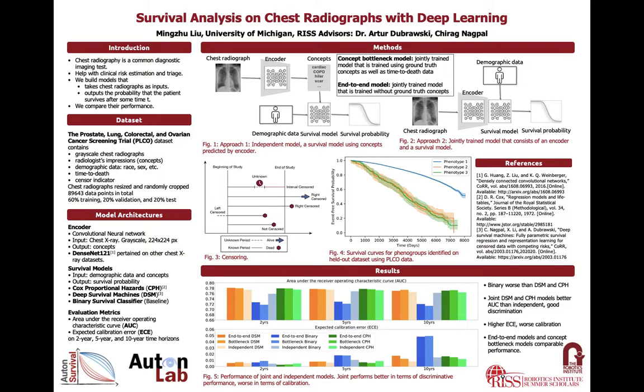trained jointly. The jointly trained model takes a chest radiograph and demographic data as inputs and directly outputs a survival probability. There are two kinds of jointly trained models, concept bottleneck models and end-to-end models. They are both trained using time-to-death data, but concept bottleneck models are also trained using ground truth concepts. Concept bottleneck models are powerful in that we are able to obtain not only the predicted survival probability, but also the predicted concepts, which might be helpful in explaining how the model decided the survival probability.